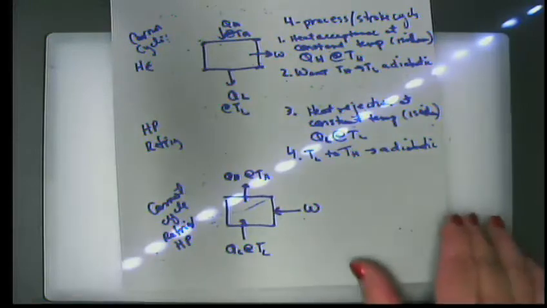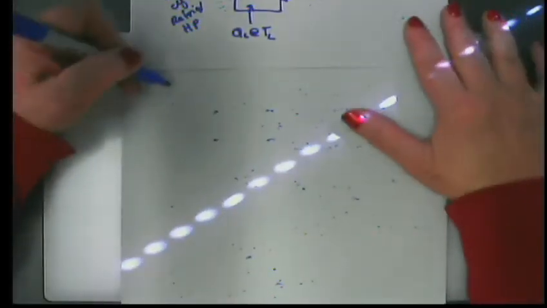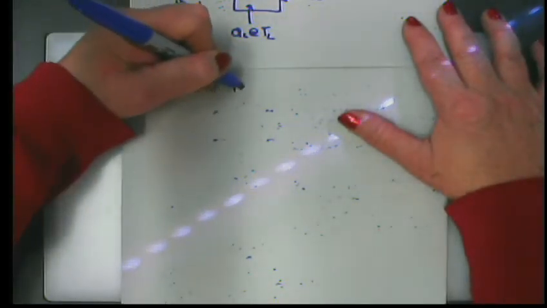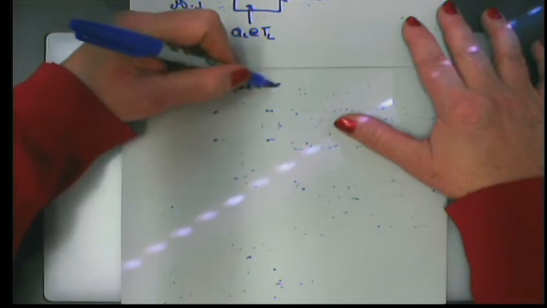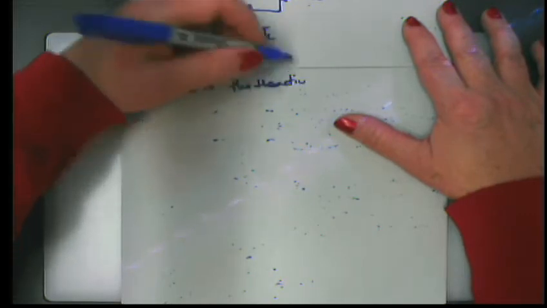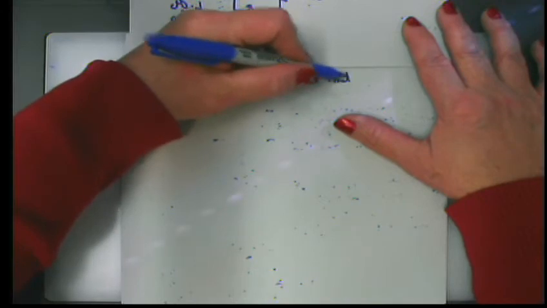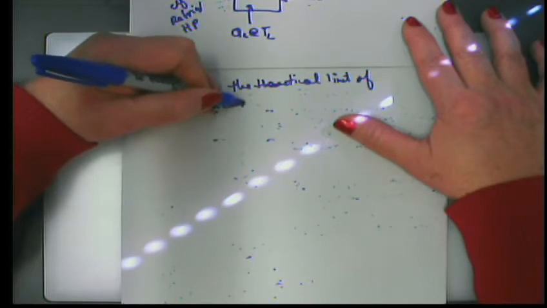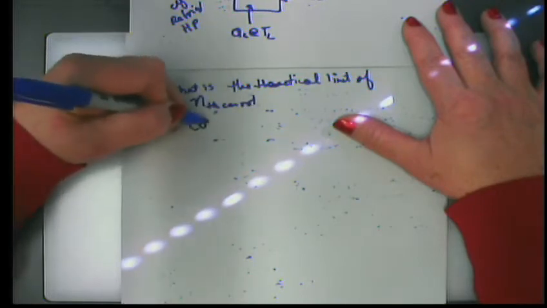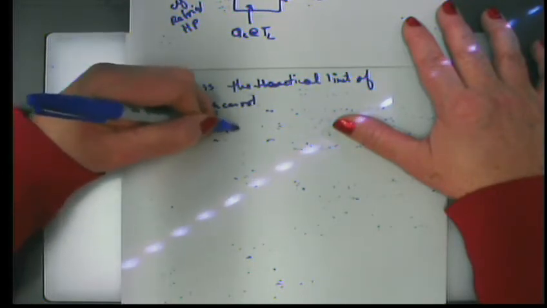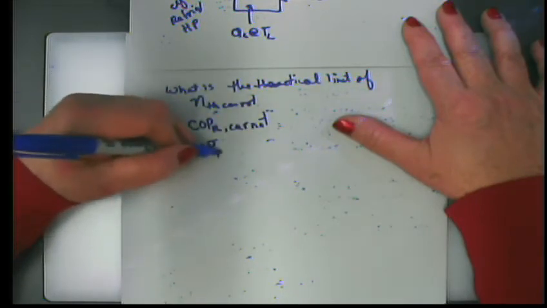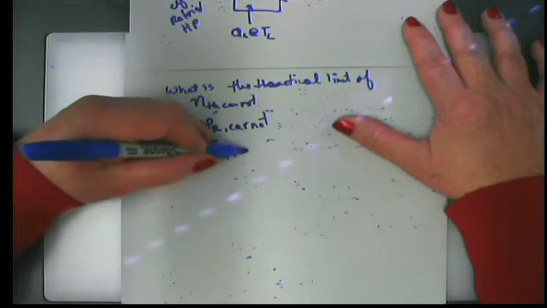So, for a reversible cycle, what this does for us is it gives us a theoretical limit. What is, then, the theoretical limit of efficiency and the theoretical limit of coefficient of performance for both a refrigerator and a heat pump?